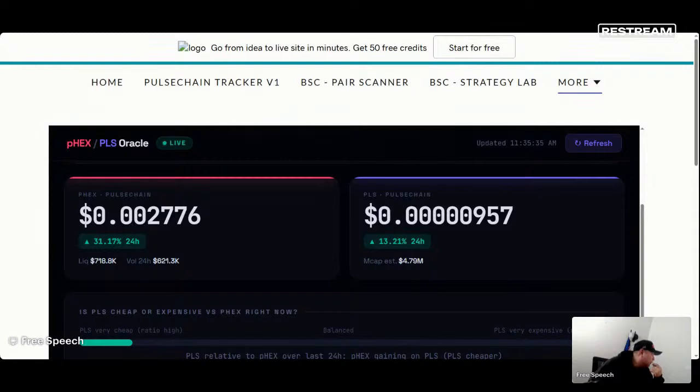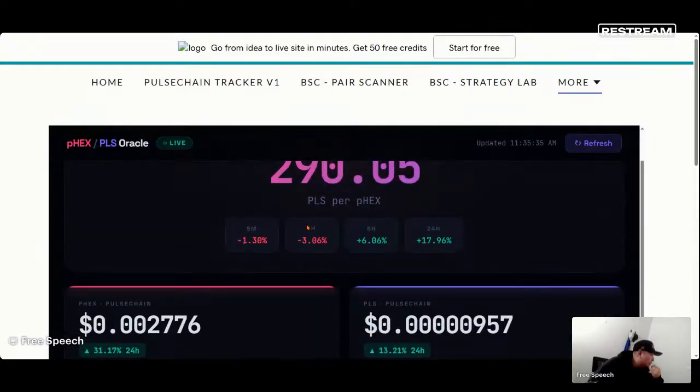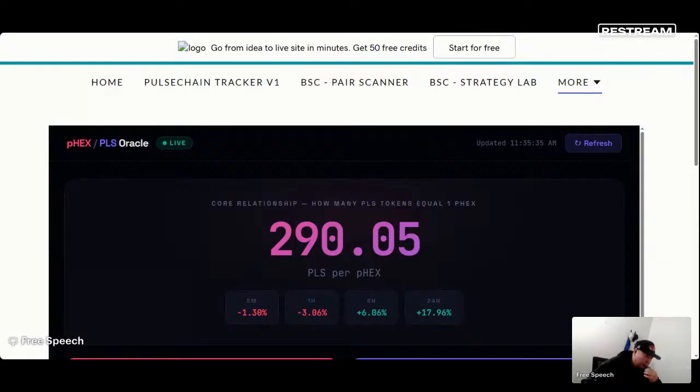The price of PX, PulseChain, maybe HEX, and some other things. Now, this little tool exists primarily because of the help of AI.